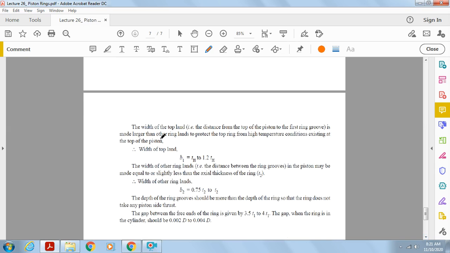The width of the top land, that is the distance from the top of the piston to the first ring groove. As you know, once again I would like to refer you to the trunk type piston diagram that was provided in the lecture a few days back. Perhaps it is lecture number 23 or 24. Please refer to that particular diagram for the trunk type piston. Here also it is mentioned what the top land is. So top land is nothing but the portion from the top of the piston to the groove, like this.